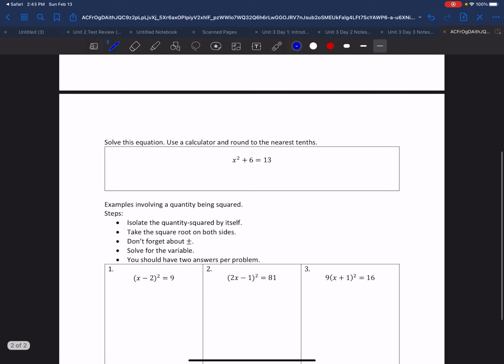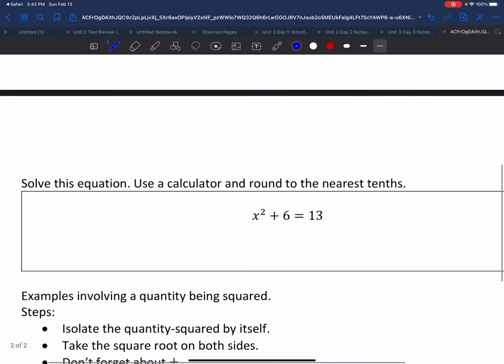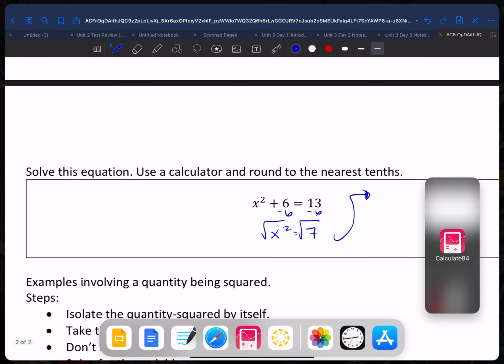And then, solve this equation, use a calculator, round to the nearest tenth. We can use our calculators to round to the nearest tenth. So I'm going to subtract 6 from both sides, and I have x squared is equal to, well, 13 minus 6. That's just going to be 7. Take the square root on both sides. And then I'm going to go ahead and use my calculator.